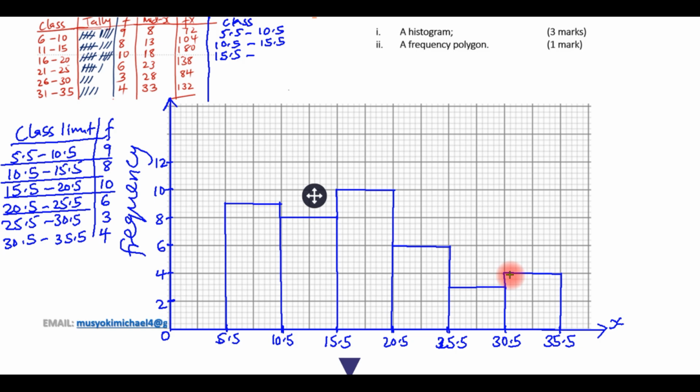Also to draw the frequency polygon on the same grid, we draw the midpoints of the classes. So we shall have 8, 13, 18, 23, 28, 33. So on the midpoint, for the first one, now we go to the midpoint. And finally, the midpoints at both ends also are important. And then we join them with straight lines.